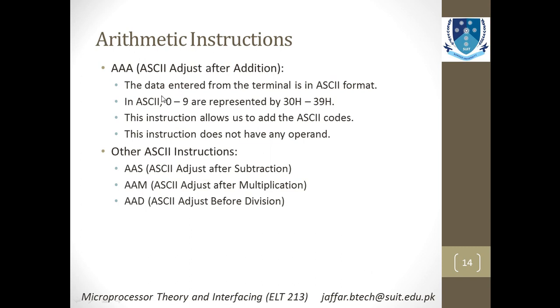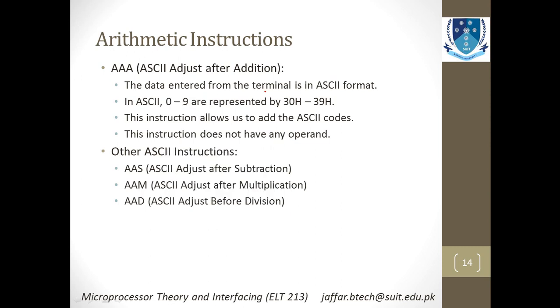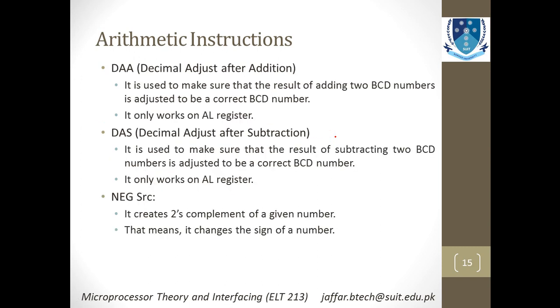And what does it do? The data entered from the terminal is in ASCII format, and you have to represent that data inside your microprocessor in ASCII. 0 to 9 are represented by 30 to 39H. The instruction allows us to add the ASCII codes. These are the ASCII codes for this data. These are the data, and these are their representations. So this instruction does not allow any operand. You cannot use any operand over here. This is the difference between these instructions and the previous instructions, so this is a little bit different.